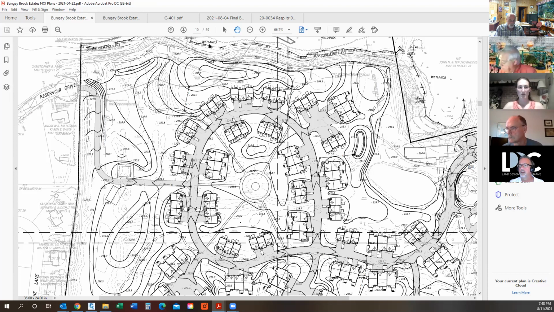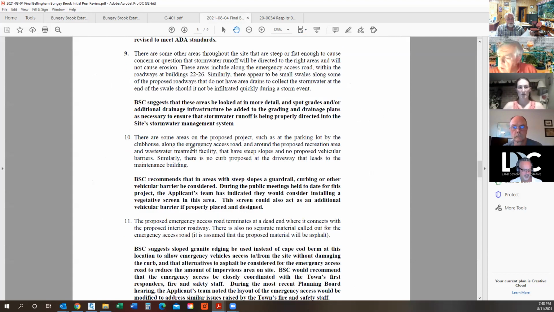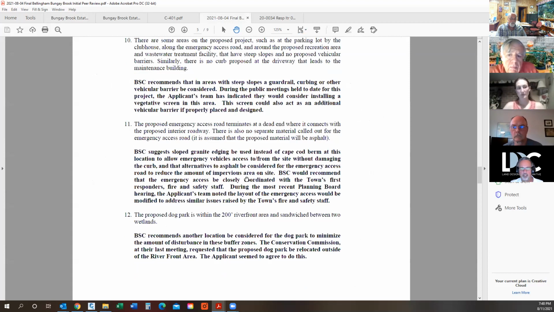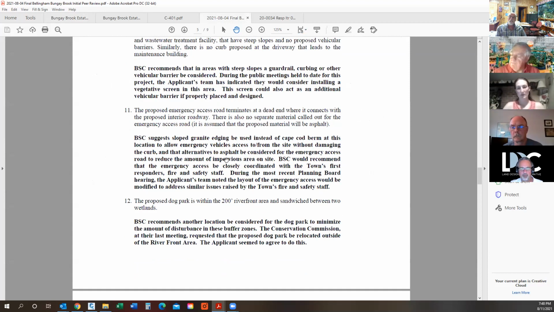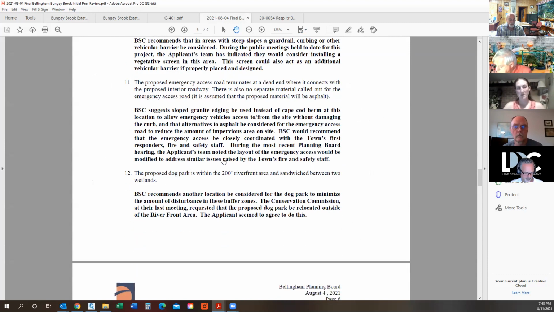So back to the letter, next couple of items: curbing, guardrails, thank goodness, that's not for us. You are moving the dog park away. Well, we're actually taking it off the plan at this point, so we're eliminating that completely. Strong comment. Okay, good.